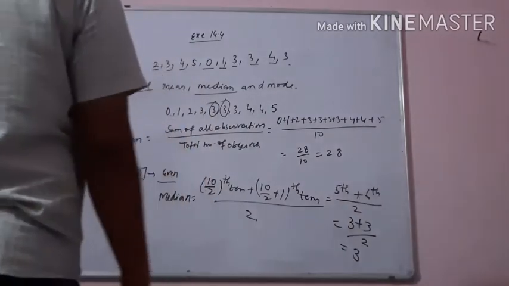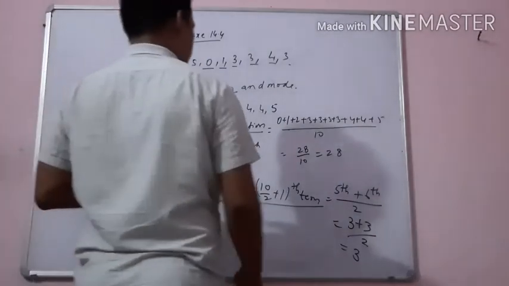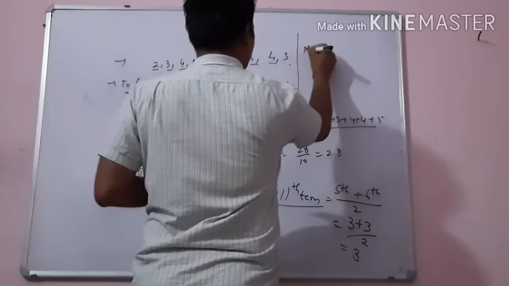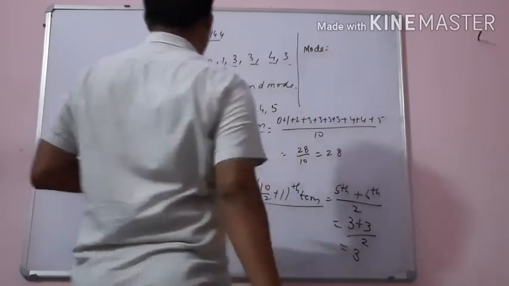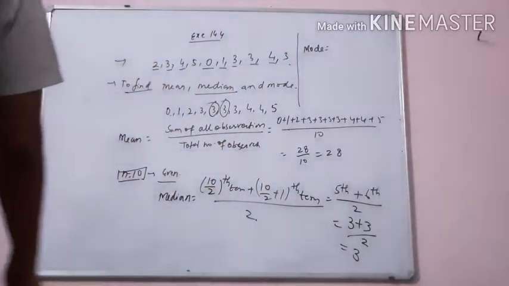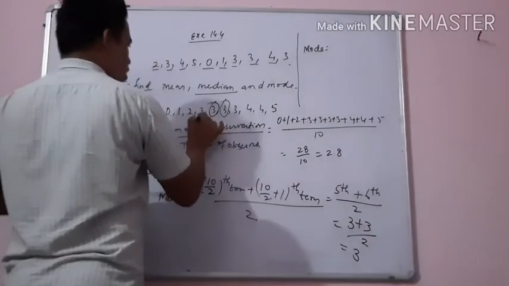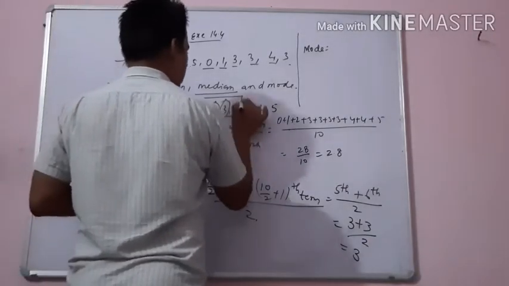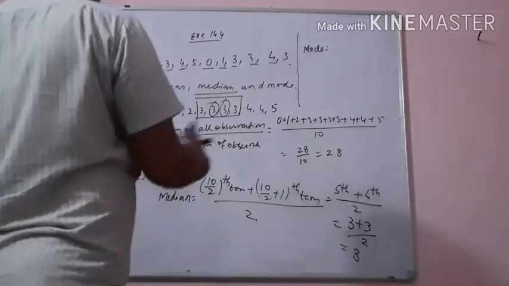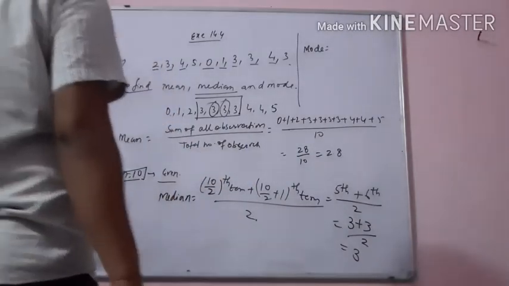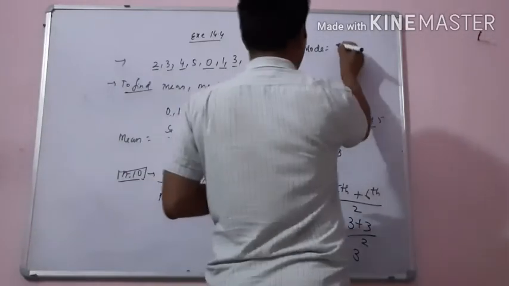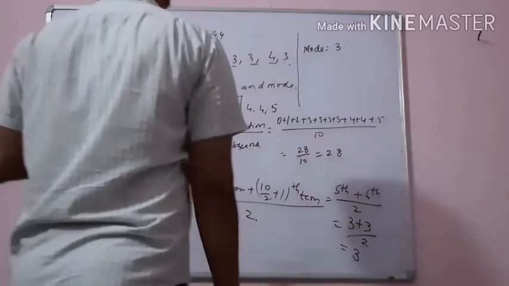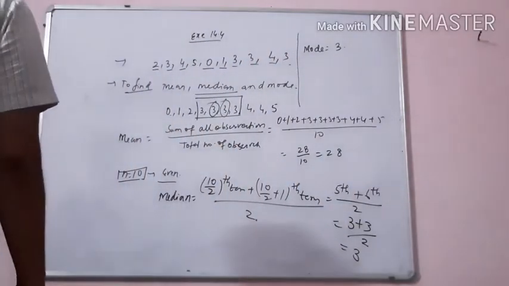Now moving to mode. How will we find mode? Mode is found by seeing whose frequency is more. Here 3 occurs 4 times. So the frequency of 3 is more. So mode of this data is 3.